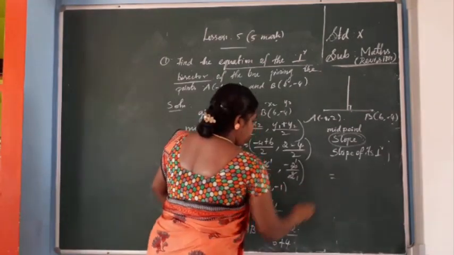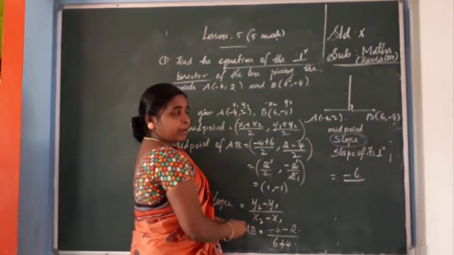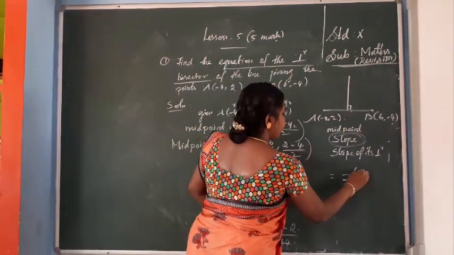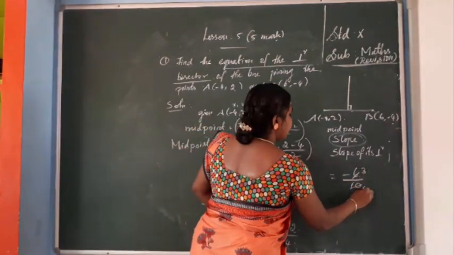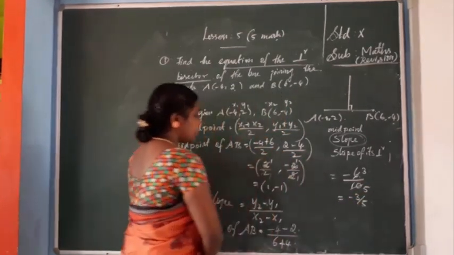You add that: minus 4 minus 2 is minus 6, divided by 6 plus 4 is 10. You simplify. 3 2s are 6, 5 2s are 10, equal to minus 3 by 5. Okay. This is the slope.